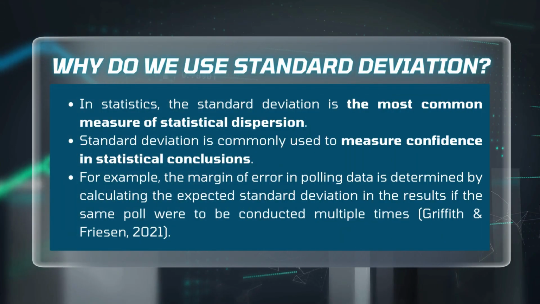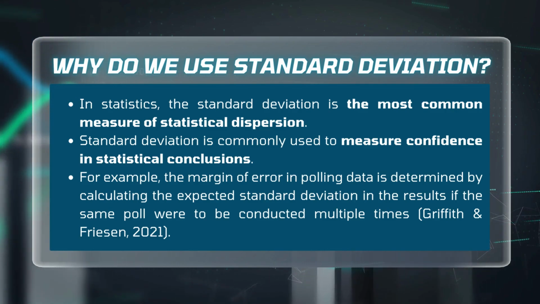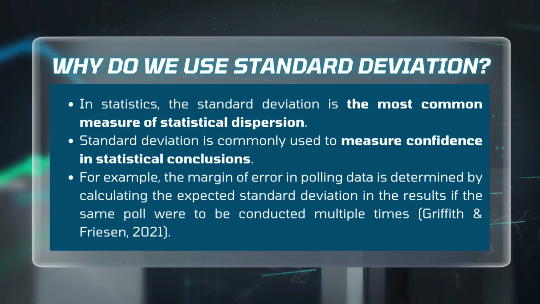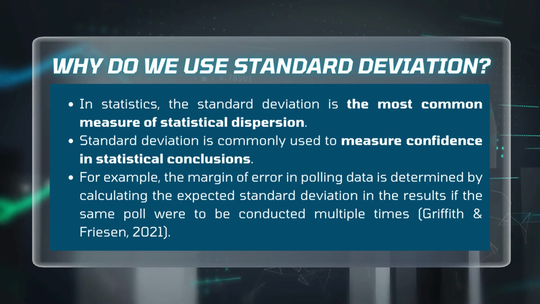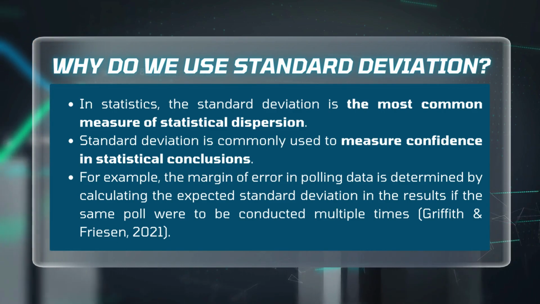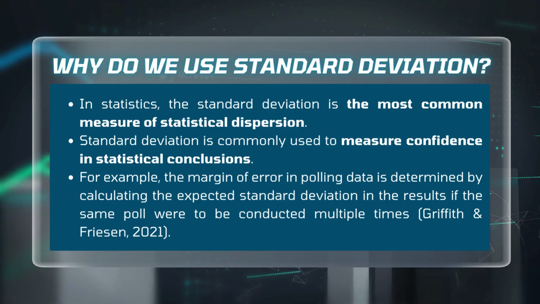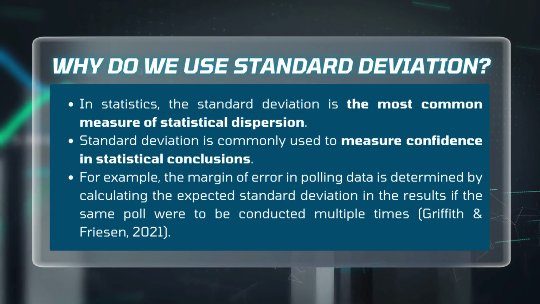Why do we use standard deviation? In statistics, the standard deviation is the most common measure of statistical dispersion. In addition to expressing the variability of a population, standard deviation is commonly used to measure confidence in statistical conclusions. For example, the margin of error in polling data is determined by calculating the expected standard deviation in the results, if the poll were to be conducted multiple times.